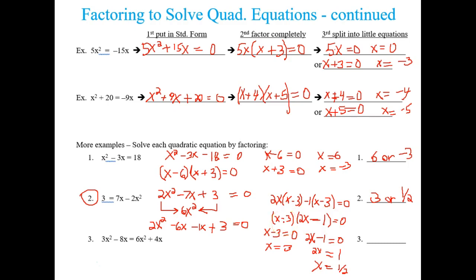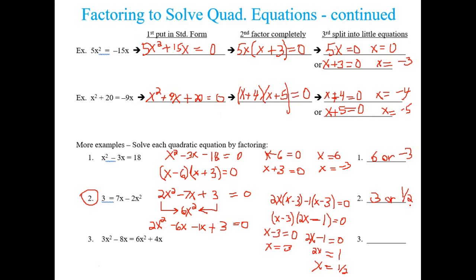And then I split it up into my little equations using the zero product property. And I get x minus 3 equals 0, or else x is 3. And then 2x minus 1 equals 0. And if I move the 1 over to the other side, I get 2x equals 1. And then divide both sides by 2. And so x is 1/2. So the two answers for this one are 3 and, I'm sorry, 1/2.